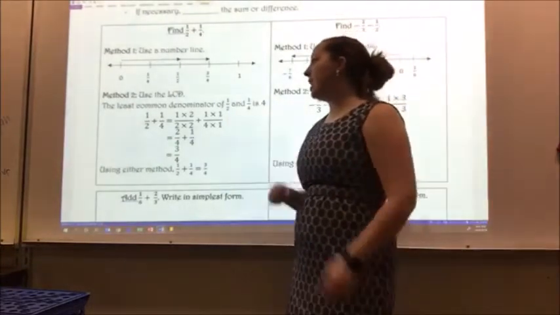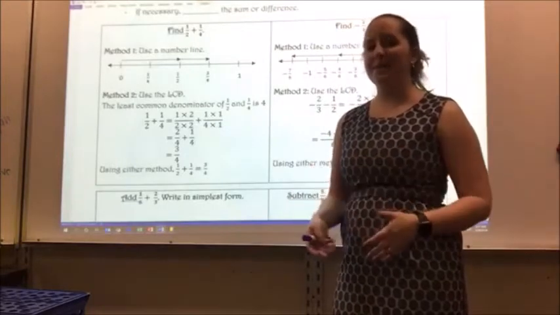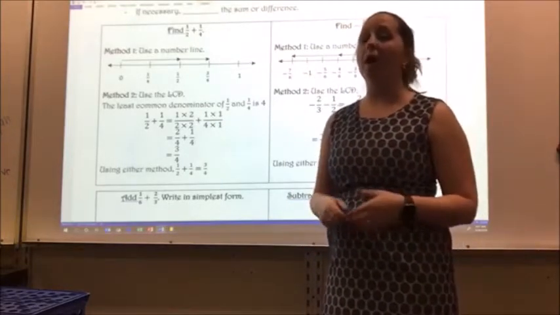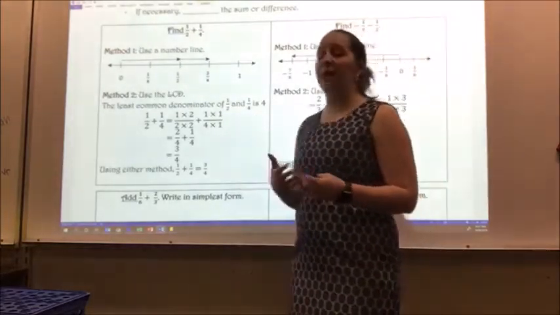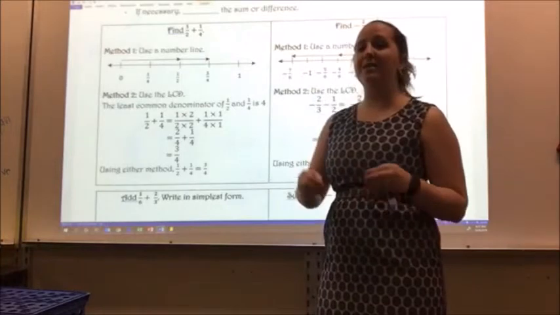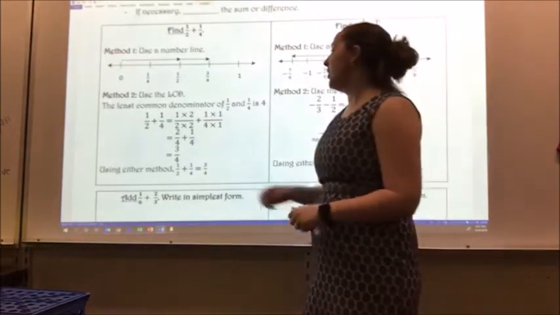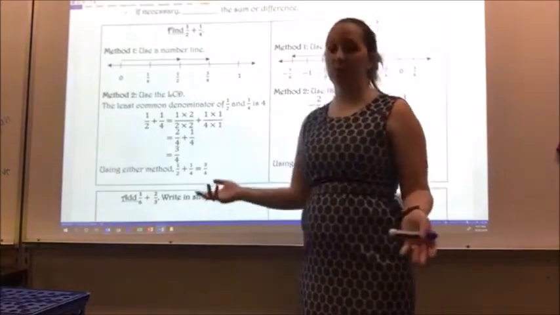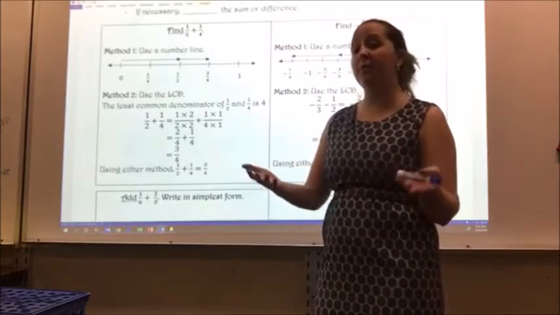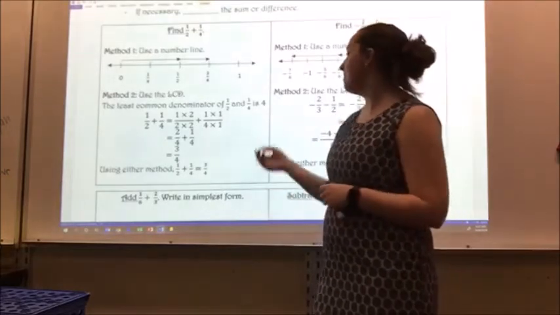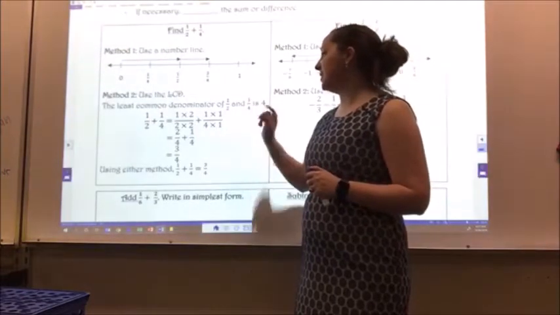So the least common denominator of 2 and 4, or a common denominator of 2 and 4, is 4, because 2 times 2 gives me 4. 4 times 1 is still 4. Now, remember with an LCD, the number has to be at least as big as the larger denominator. So you can't use an LCD of 2, for example, in this case. It has to be at least 4. It can be bigger than 4, but it has to be at least 4, in this example.